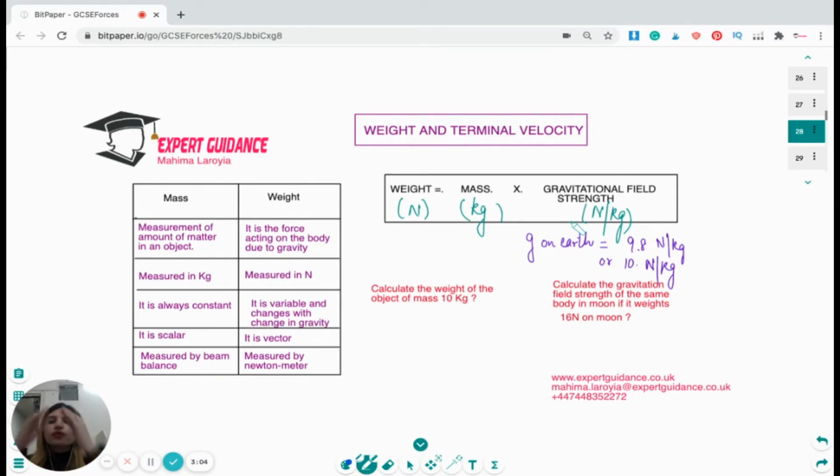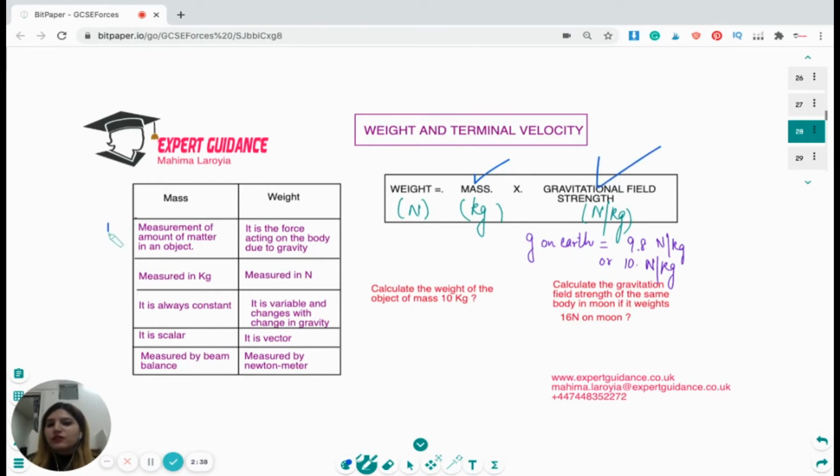The weight is the force acting on the body due to gravity. The mass and weight are different. Mass is the amount of matter in an object. So no matter whether you are on the Earth, on the Moon, or any planet, the mass of the object will remain the same. But the weight will not be the same because the gravity is different in all these, and weight is the product of mass times the gravitational field strength.